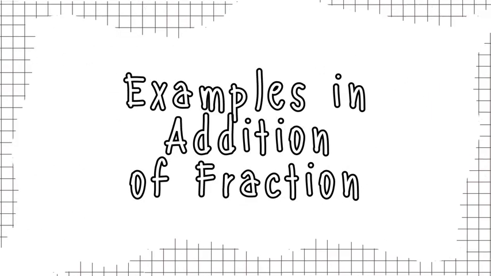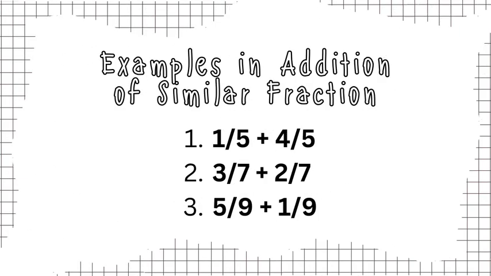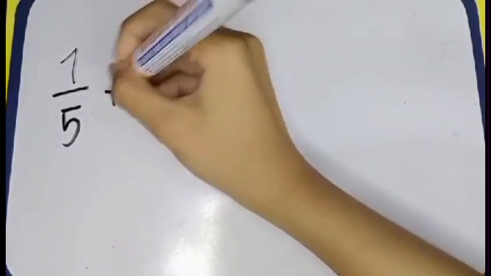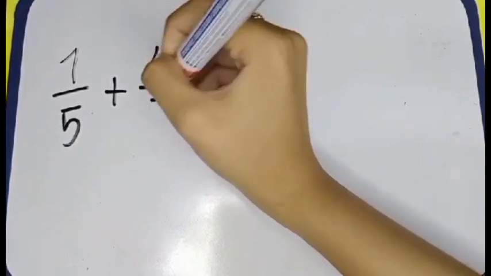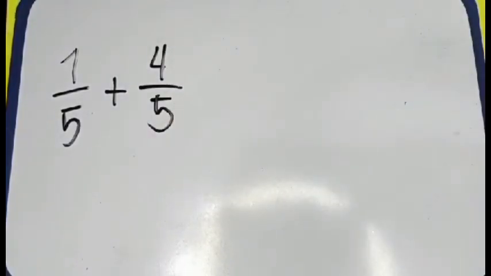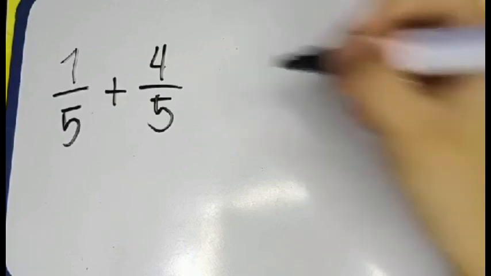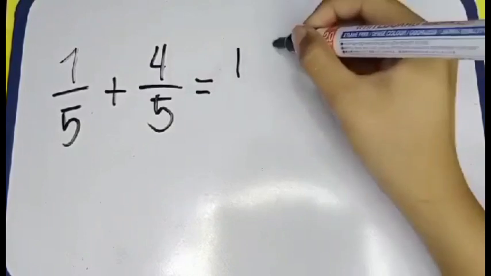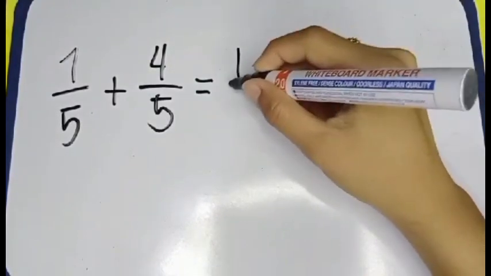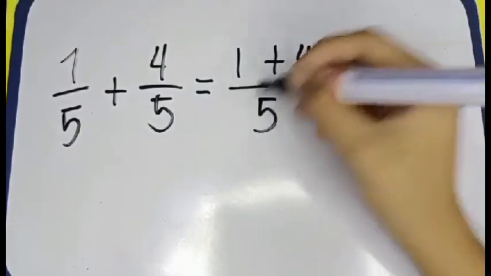Let's proceed to our examples of the addition of fractions. Simulan natin sa similar fraction. Here are the examples in addition of similar fractions. For our first example, we have 1/5 plus 4/5. Kung makikita nyo, pareha sila ng denominator. So, we are just going to add both numerators, which is 1 plus 4. Then, just simply copy the denominator.